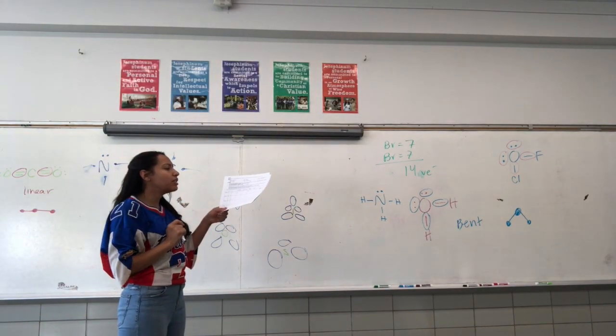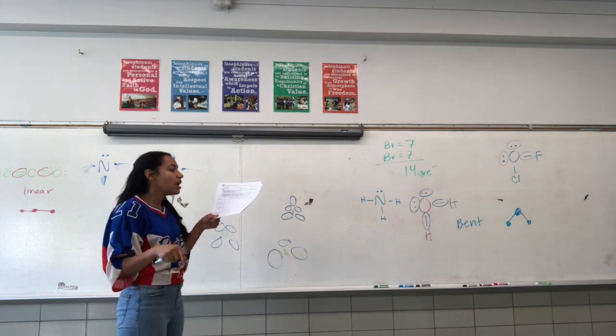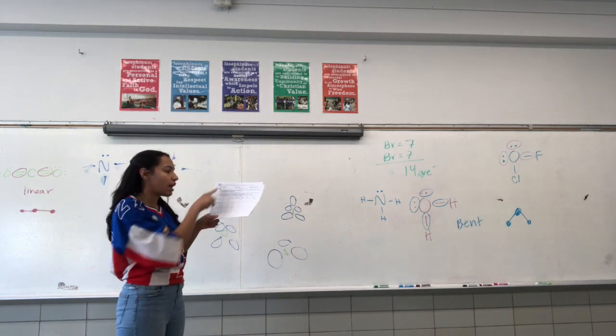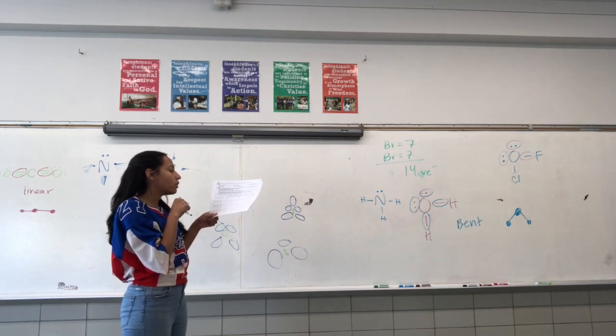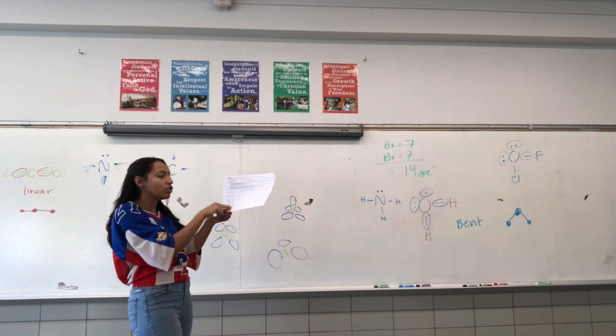So, follow the steps. It says, obtain a molecular modeling set. I already gave that to you. Study the color code. I already showed that to you at the top. Number 2, one person in your group create a model that is in your table.